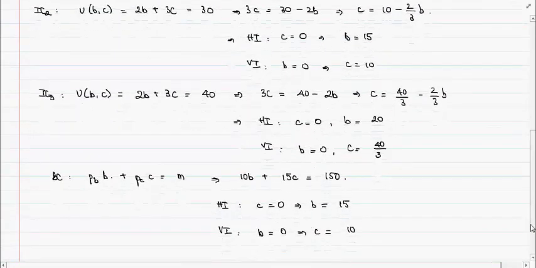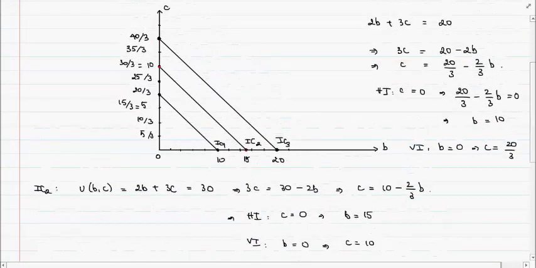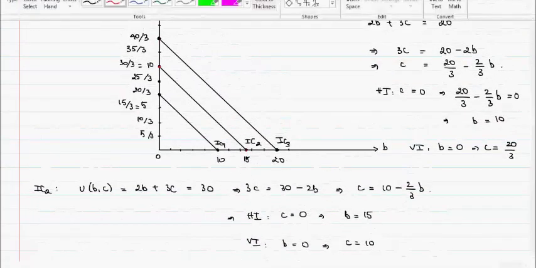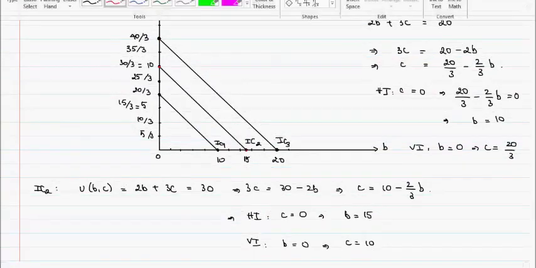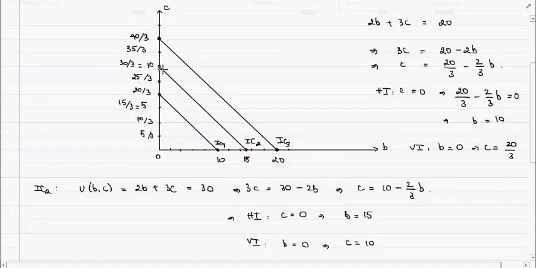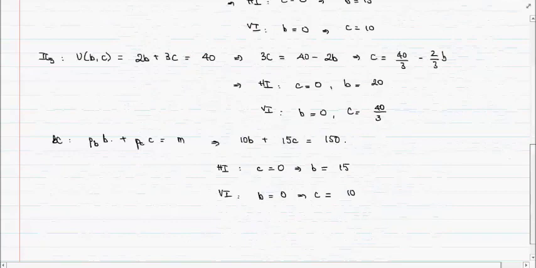Alright, so therefore, if I have a straight line connecting these two points together, you can see that it is lying on top of IC2. This is my budget constraint, and it is lying on top of IC2.